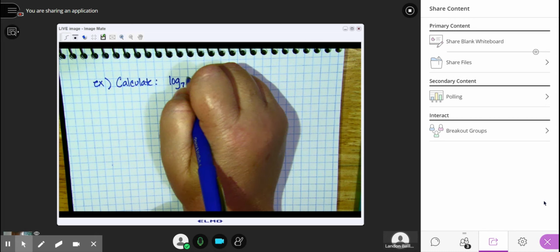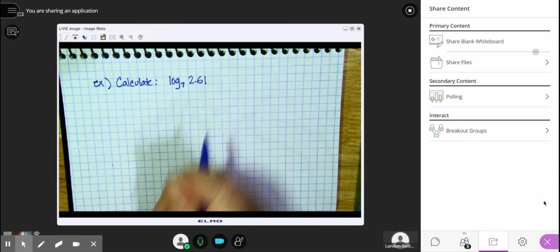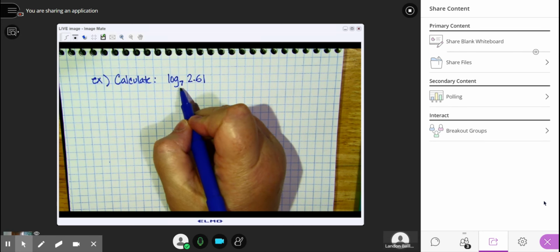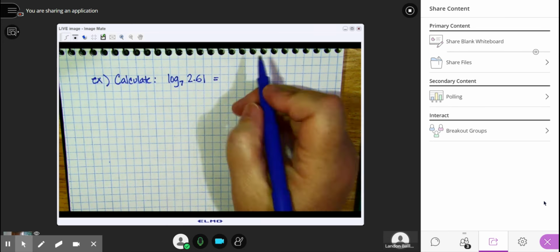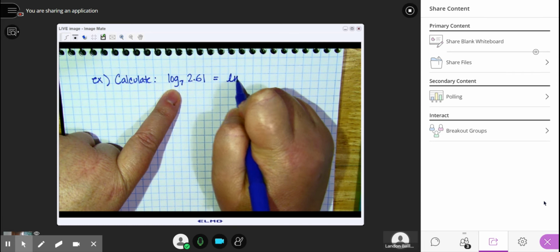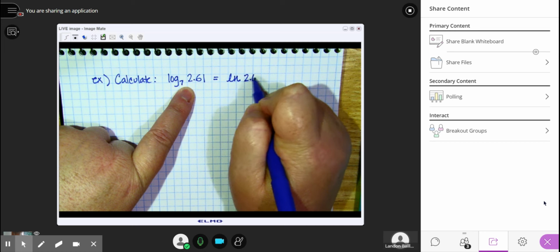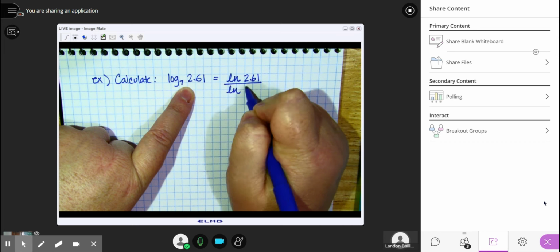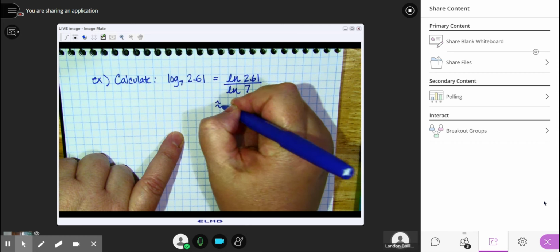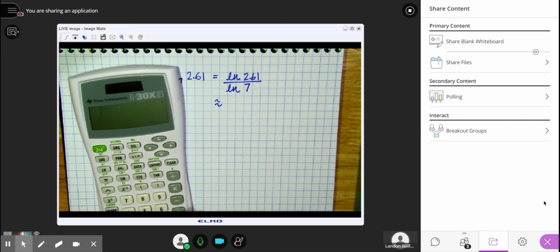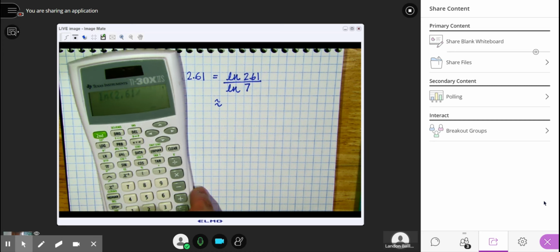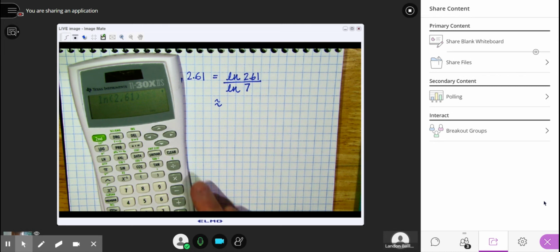If I have to calculate the log base 7 of 2.61, I don't have log base 7 on my calculator, so I would use the change of base formula, which says I could do the natural log of 2.61 and divide it by the natural log of 7. Watch your parentheses when you plug these in, by the way. So if I did ln 2.61 and I just hit divided by, that's going to cause an issue. I've got to make sure to hit the parentheses.